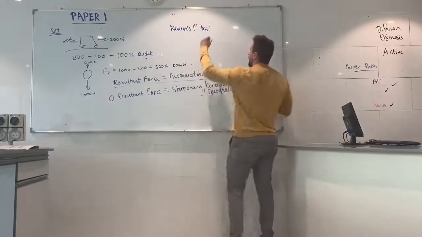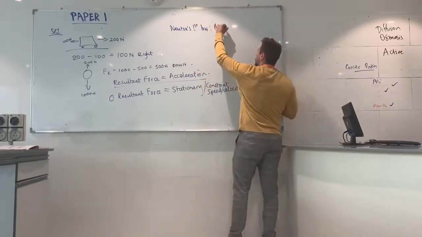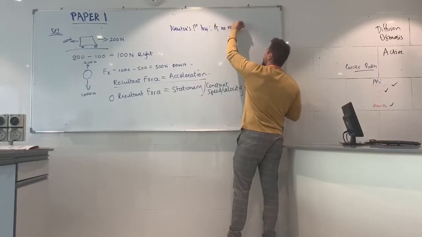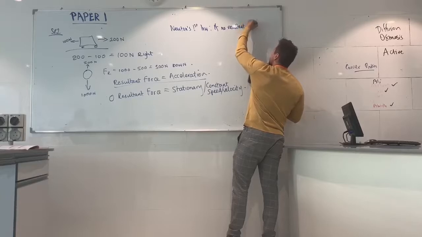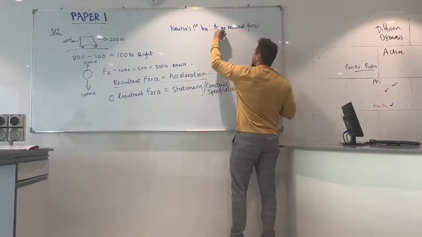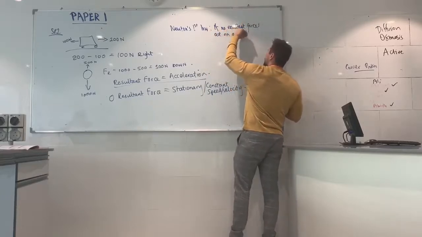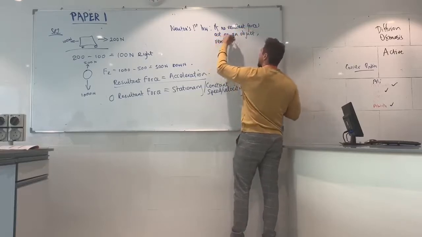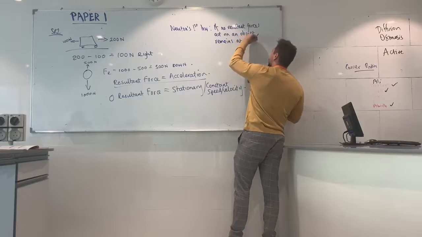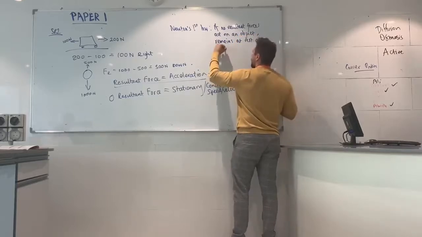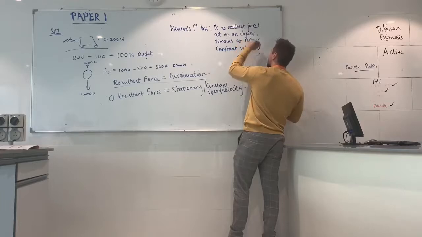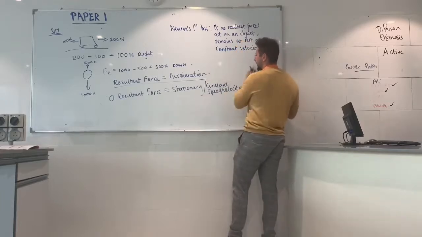Okay? If no, usually external, but we're going to go with resultant because it makes more sense. No resultant forces act on an object, it remains at rest, or moves at constant velocity. That's Newton's first. Alright, which we said here.